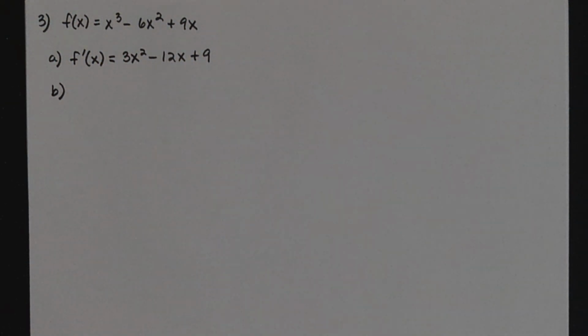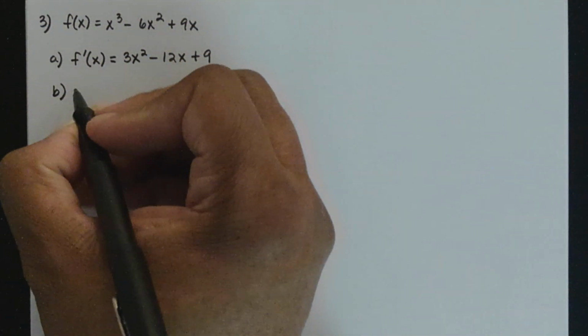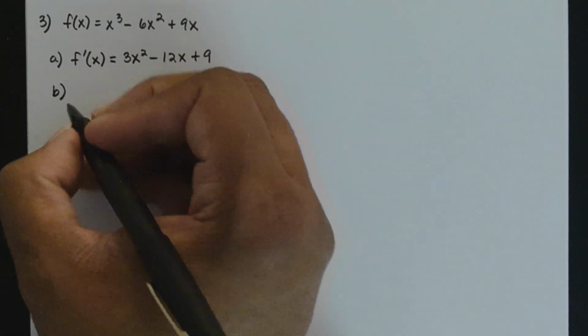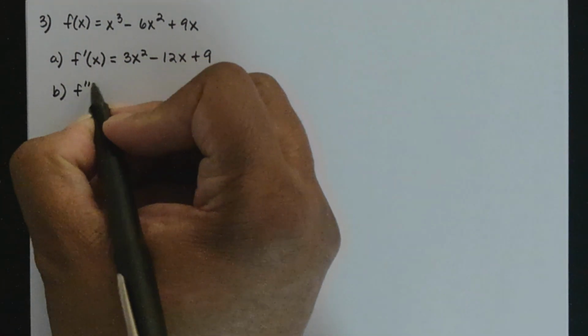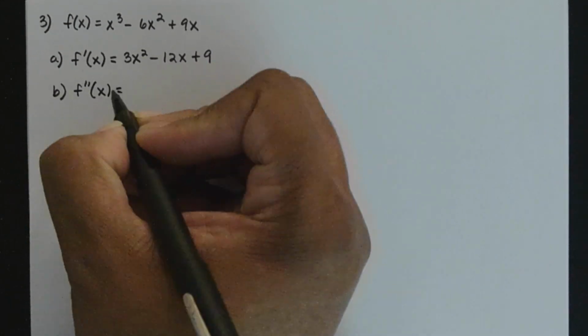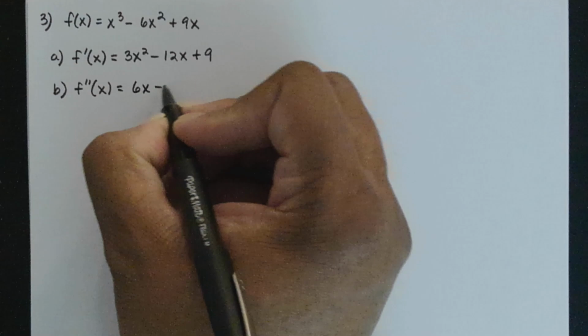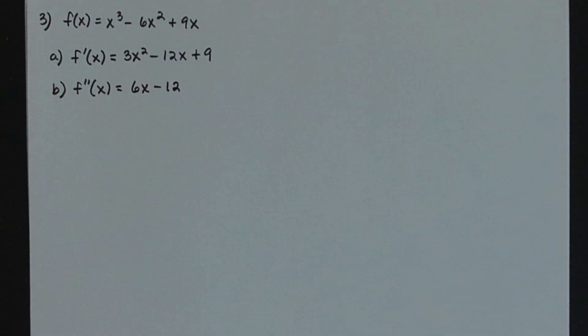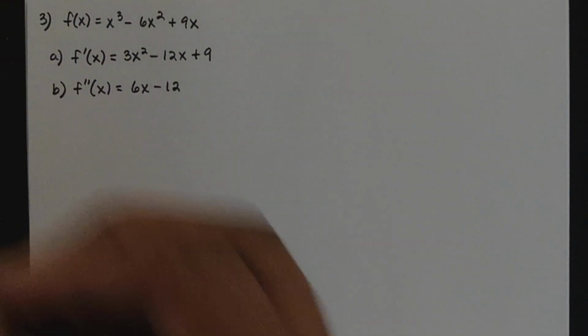And then part B is finding the second derivative. So here f prime of x was 3x squared minus 12x plus 9. So f double prime of x, or the second derivative, will be what? 6x minus 12. Okay, so parts A and B are just finding the first and the second derivative. Part C is identifying your critical points.